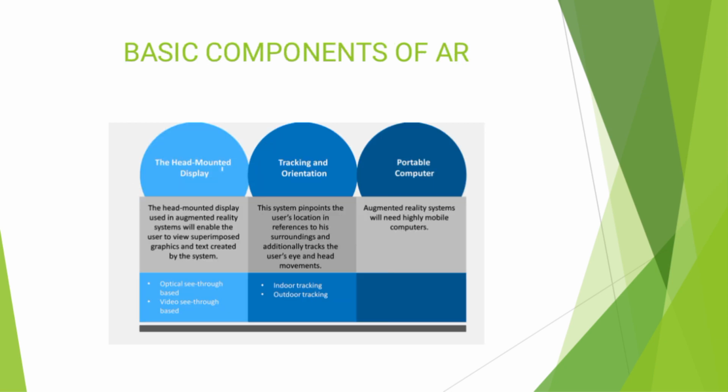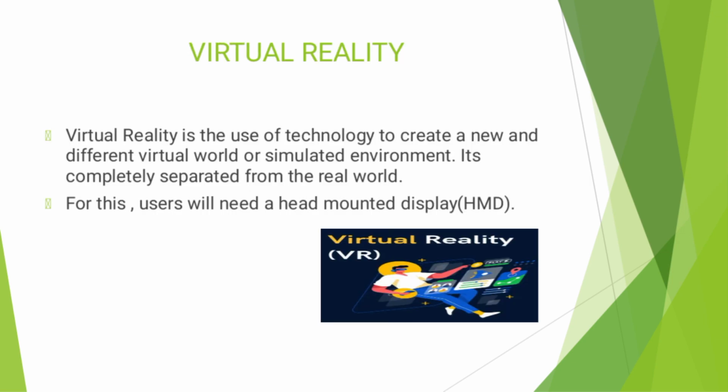Then what are the basic components used in augmented reality? The first one is the head-mounted display. The head-mounted display used in an augmented reality system will enable the user to view superimposed graphics and text created by the system. The second one is tracking and orientation. The tracking and orientation system pinpoints the user's location in reference to their surroundings and in addition tracks the user's eye and head movement. Then the portable computer system will need highly mobile computers.